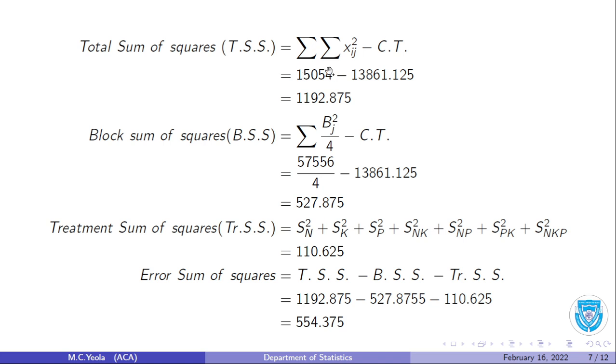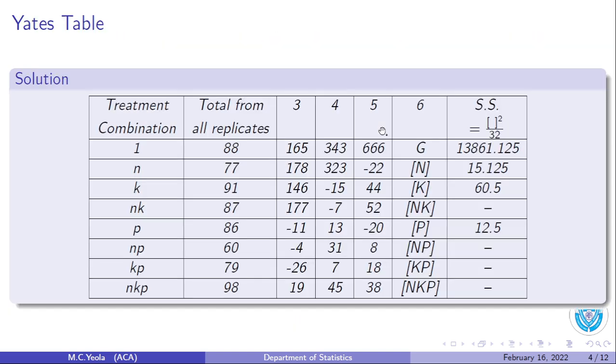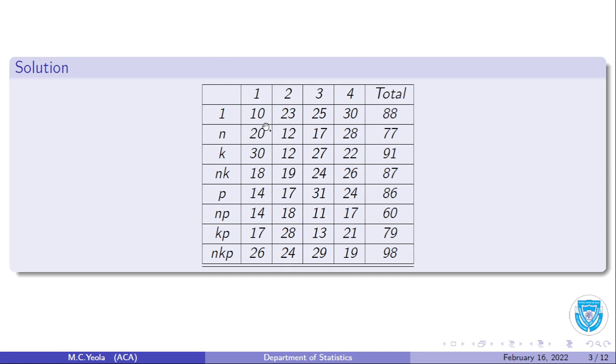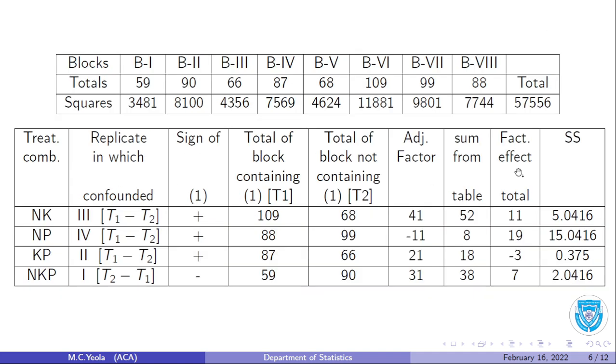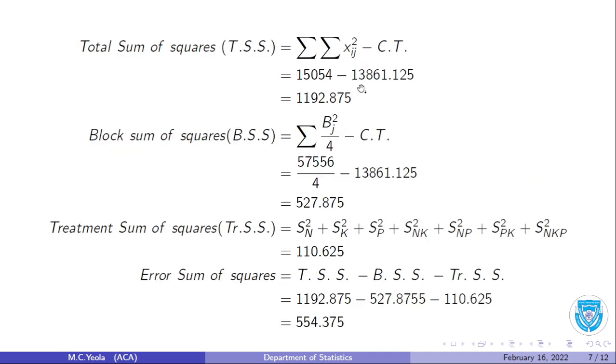The total sum of squares we obtain by our usual method: double summation xij square minus CF. Double summation xij square means these 32 observations we are having. Square each observation, 10 squared plus 20 squared plus 30 squared, like this, plus 90 squared. All these 32 observations, square each and every observation and take its sum, that is double summation xij square, minus CF. CF is this value, 13861.125, the value of the correction factor that we have written here. Take the subtraction and we get the total sum of squares.